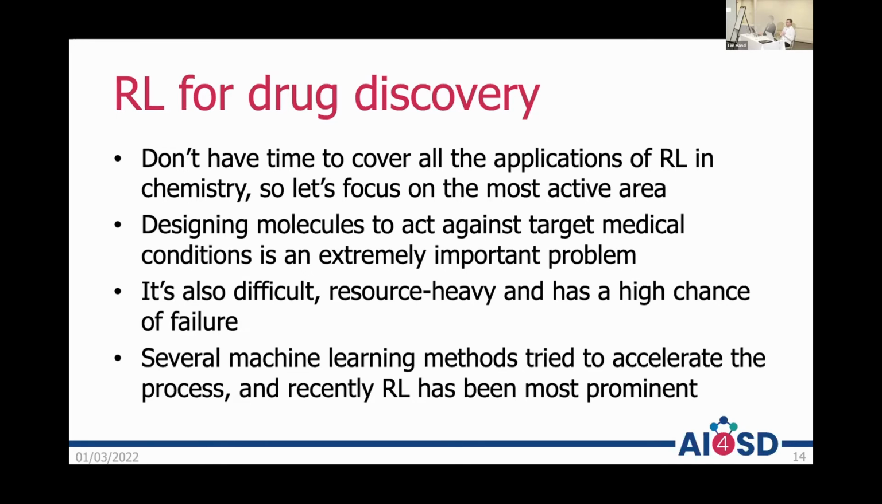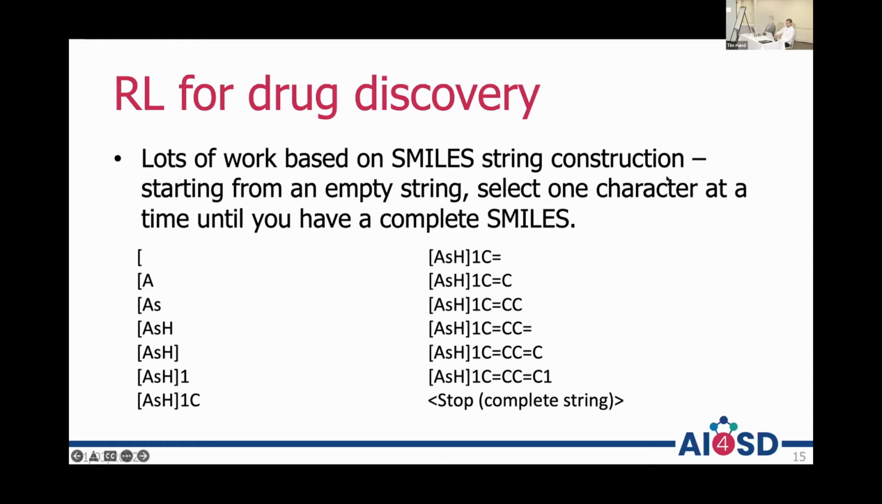But you can view drug discovery as a construction process, in that we're trying to construct the molecule that we want to target the disease we're interested in. So the simplest way of doing this is to think about SMILES string construction. Given an empty string, select one character at a time until you have a complete SMILES string, and then you stop. As you can see in this example, this isn't actually a real drug. It's a real chemical, but you wouldn't actually use it to fight any diseases. I've just put it there to show how the process would work.